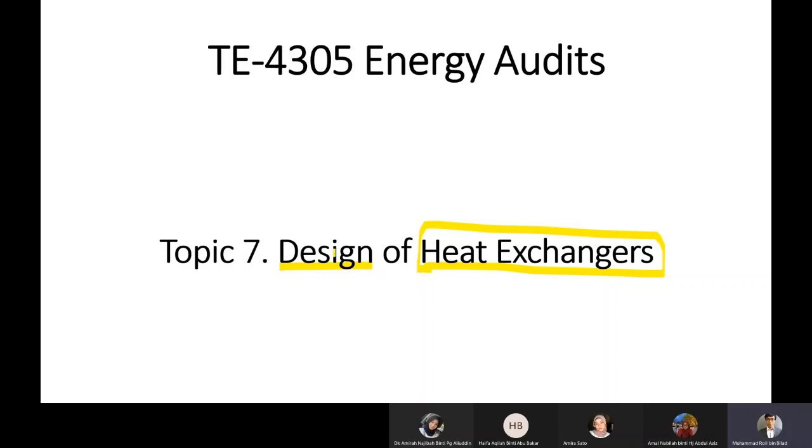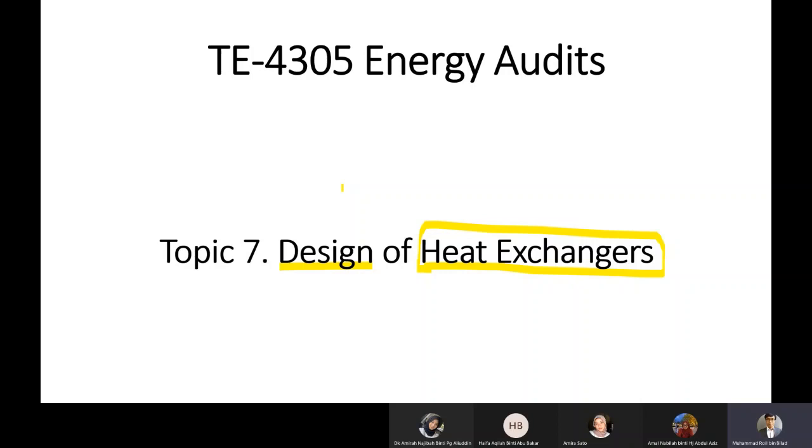Design involves two things. The first one is what we call process design. Process design is, for example, you want to heat an oil from room temperature 27 to frying temperature 400. So from room temperature to 400, that is called process design. Basically, that is the process objective.